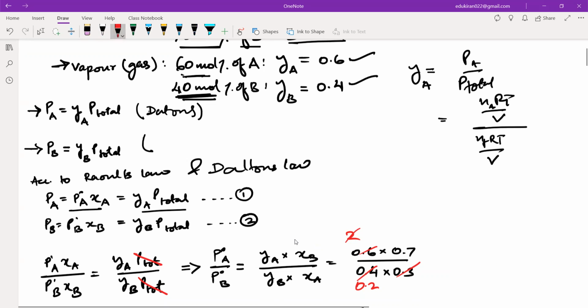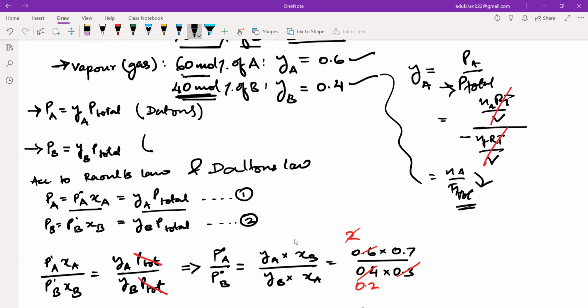If we cancel RT upon V, what will we get? We will get Na upon N total, correct? Here we had P total, so we get N total. This is the mole fraction only, number of moles upon total moles, right? This is Dalton's law of partial pressure. Now, according to Raoult's law, PA will be equal to P naught A chi A, and PB will be equal to P naught B chi B, correct?